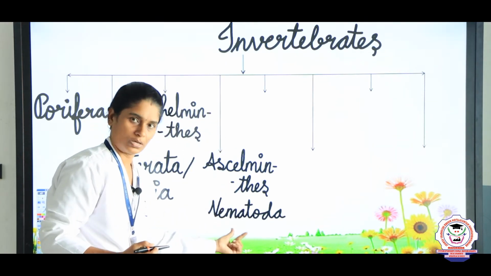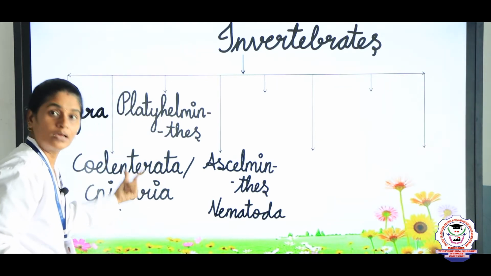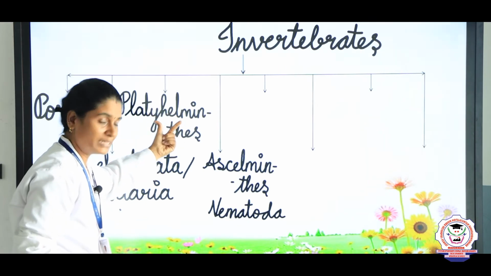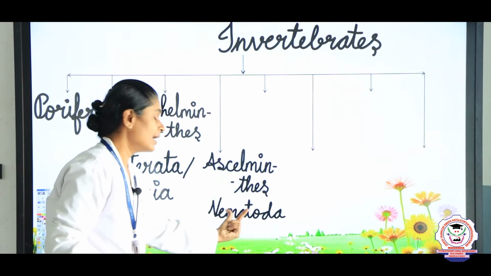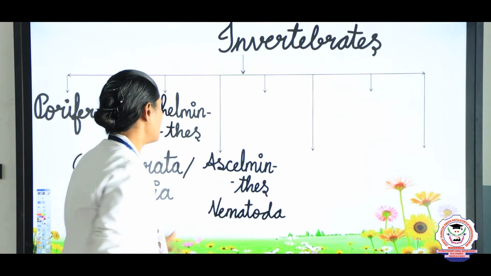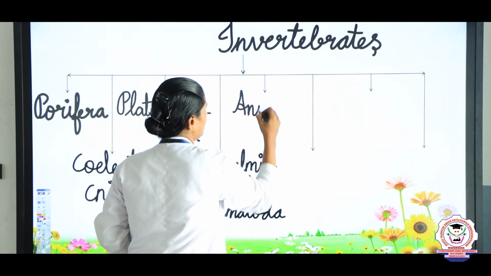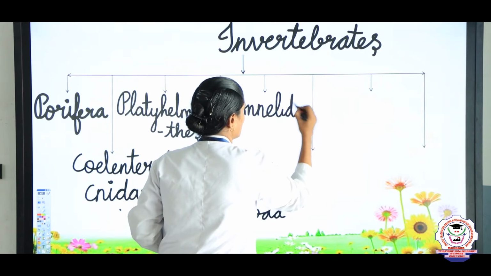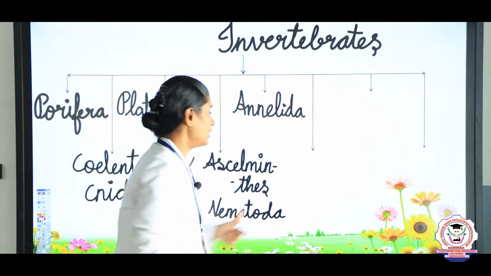Nematoda, right. So, first one Porifera, second one Coelenterata. Coelenterata is also called Cnidaria. Third one Platyhelminthes. Fourth one Ascalminthes. Ascalminthes is also known as Nematoda, right. And the fifth one is known as Annelida. Sixth one Arthropoda.